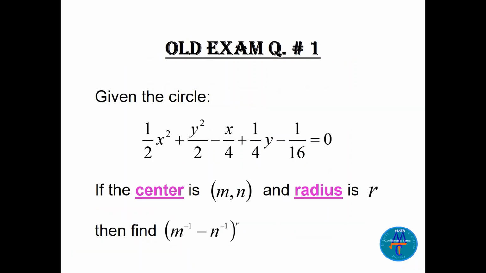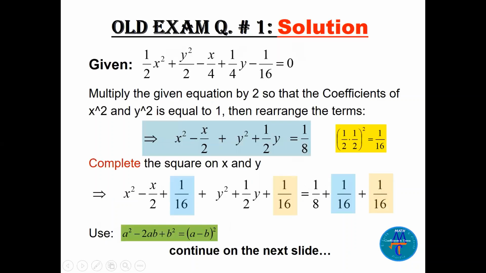Given the circle, not an easy circle, the center is (m, n) and the radius is r. Let's find (m to the power minus 1 minus n to the power minus 1) all to the power r. Well, it's a little complicated, but we can do it. See, the important thing in the equation of a circle is that we need to complete the square. You know that. If you want to try it again, you can try now. And let's see the solution.